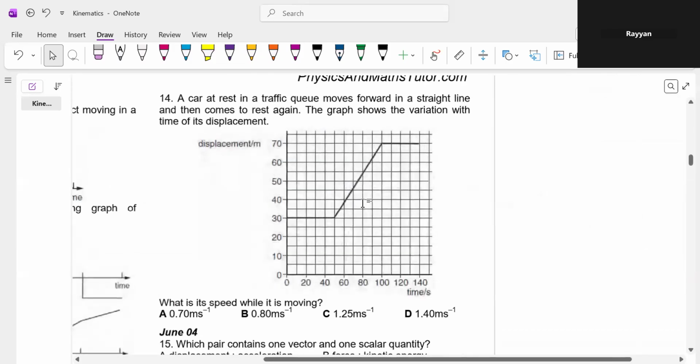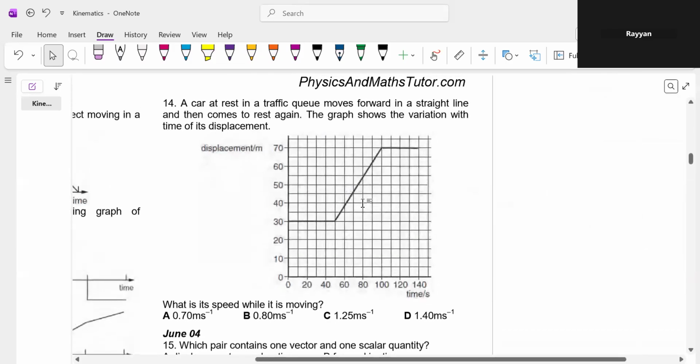Question number 14. A car at rest in a traffic queue moves forward in a straight line and then comes to rest again. The graph shows the variation with time of its displacement. This is a displacement-time graph. What is its speed while it is moving? Now they are asking for the speed. How will you know the speed of this?